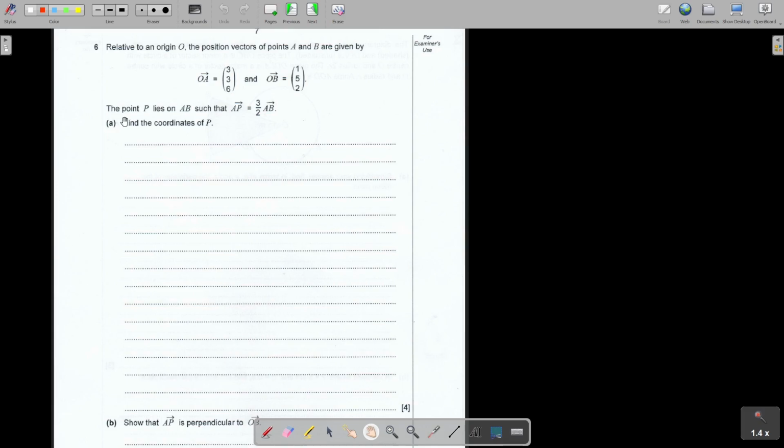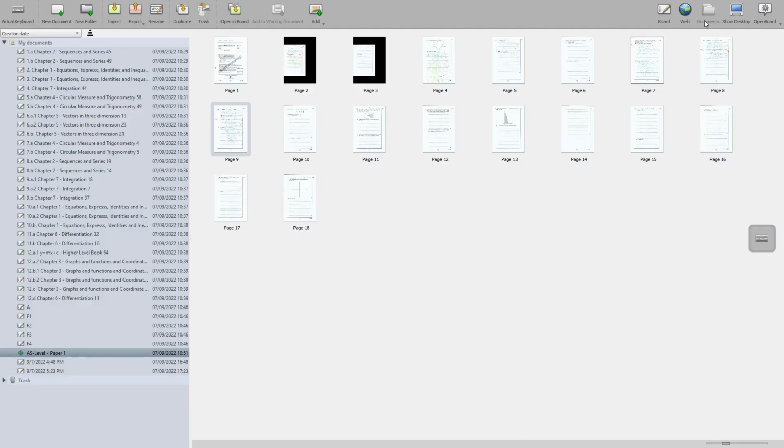The point P lies on AB such that AP is... okay, so they talk about AB and they talk about AP, and then find the coordinates of P. Now again, I want to take you first back to the textbook. Now it's vectors, and I want to take you to this question, and I will show you.